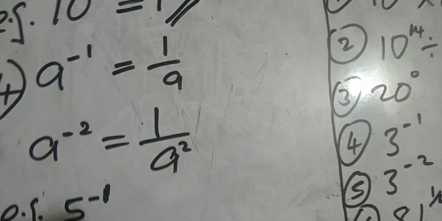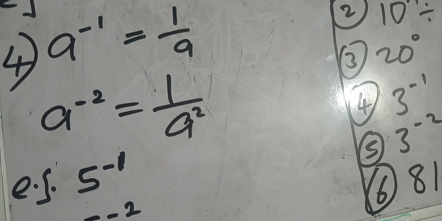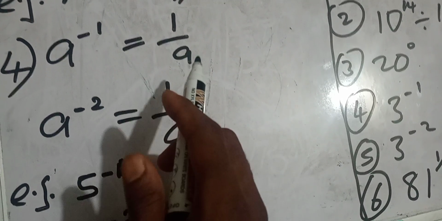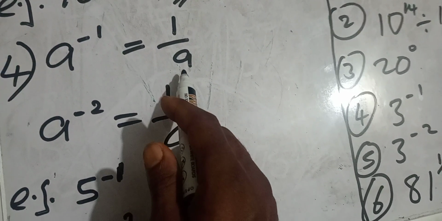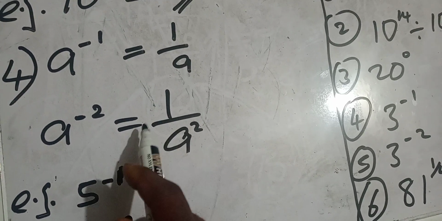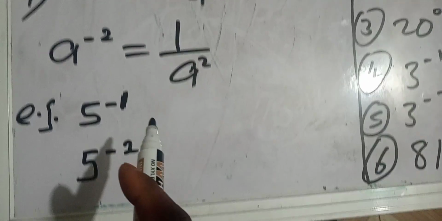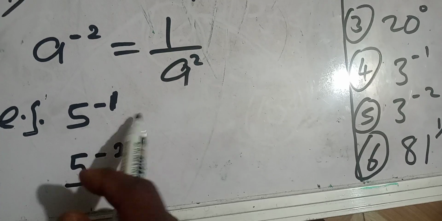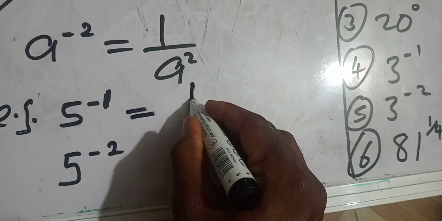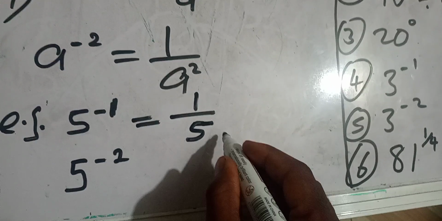All right, let's look at number 4. This law says that when you have any value raised to a negative 1, the value is 1 over that value. Or a negative 2, it simply means 1 all over that value raised to power 2. Let's look at this example. We have 5 raised to power minus 1. That simply means that our value here is 1 over 5. All right, so this is the answer.